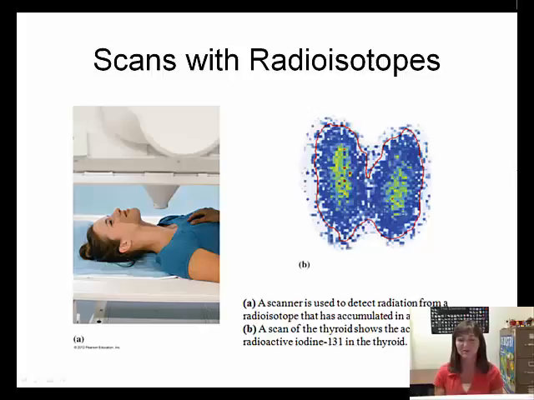I would have no knowledge as to how to read a scan like this, but some of you might be taking this class because you're going to be an X-ray technician or something like that. So you'll have to come back and teach me how to read this slide one of these years. A scanner is used to detect the radiation from a radioisotope that has accumulated in the organ. It looks like this lady perhaps is getting her thyroid scanned. B is a scan of the thyroid, showing the accumulation of radioactive iodine 131 in the thyroid.